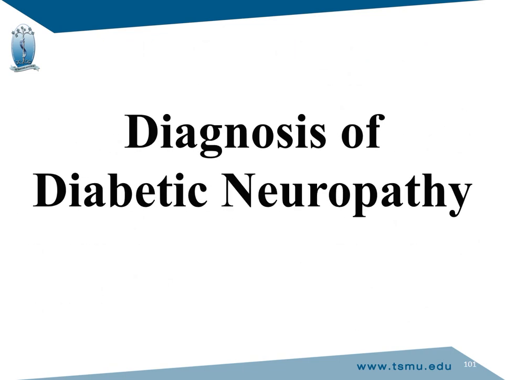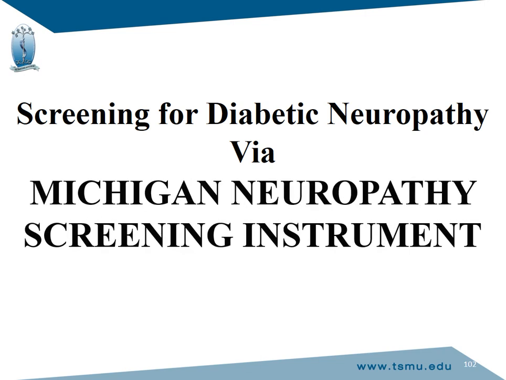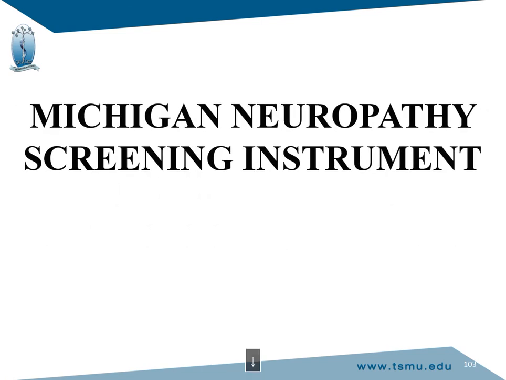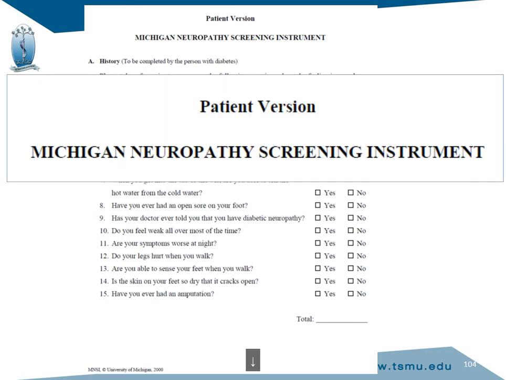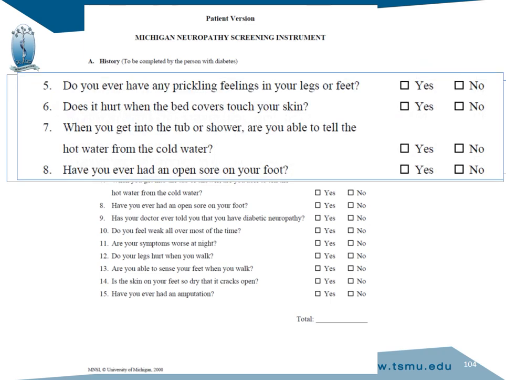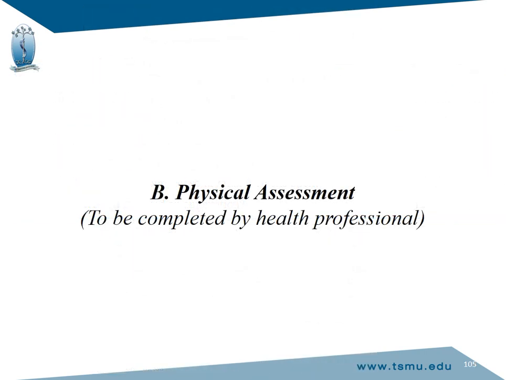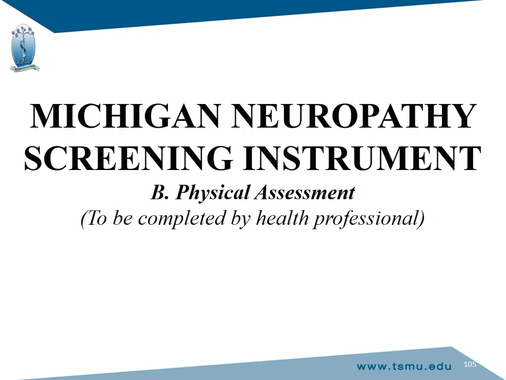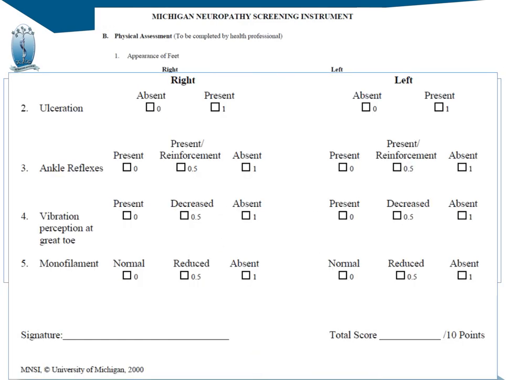Diagnosis of diabetic neuropathy. At first, screening for diabetic neuropathy with the Michigan Neuropathy Screening Instrument. This instrument has a first part, a patient version with a questionnaire for the patient covering different features of subjective manifestations, and a second part, the physical assessment to be completed by the health professional, of this Michigan Neuropathy Screening Instrument.